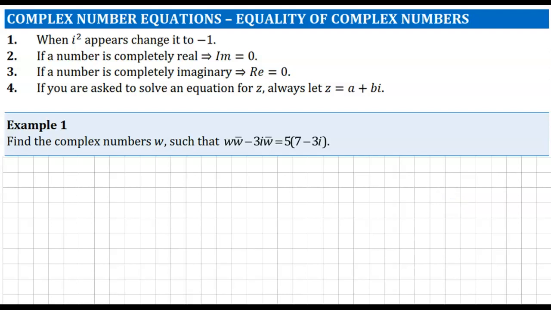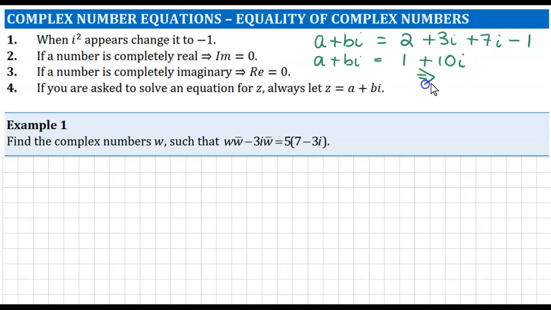So for example, if I say here that a plus bi is equal to 2 plus 3i plus 7i minus 1, we know then that a plus bi would very simply be equal to 2 minus 1, which is 1, and 3i plus 7i, so that'll be 10i. So then we can clearly see that a must have been 1 and b was equal to 10. Okay, so that's just a very simple example that you would know already.